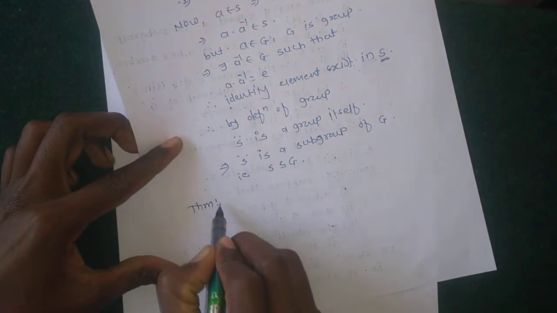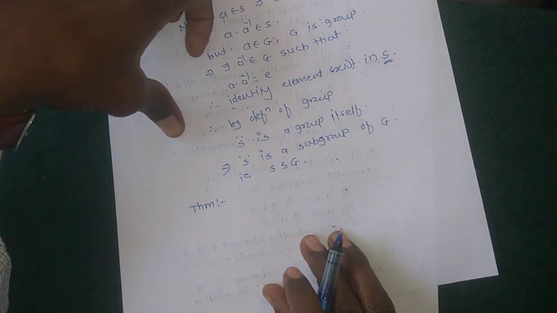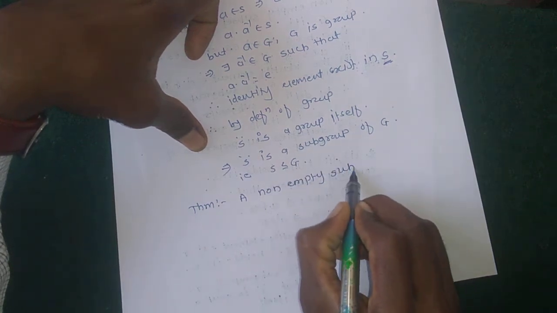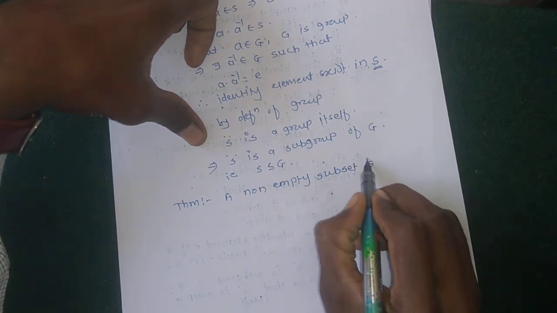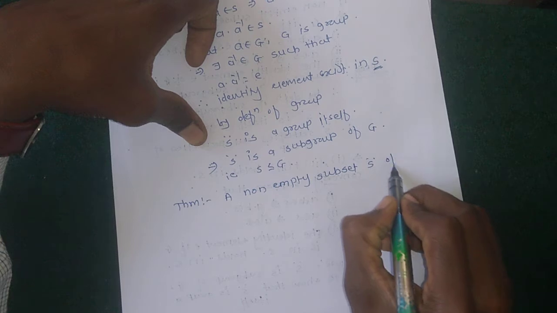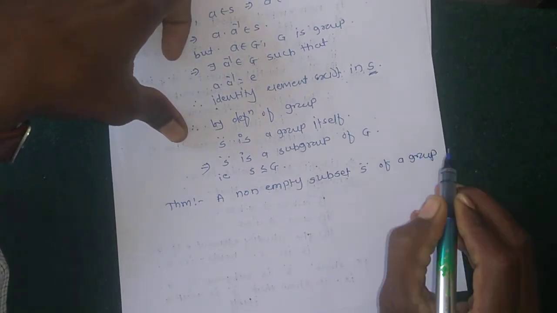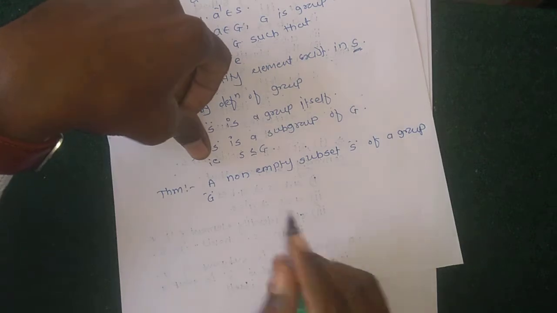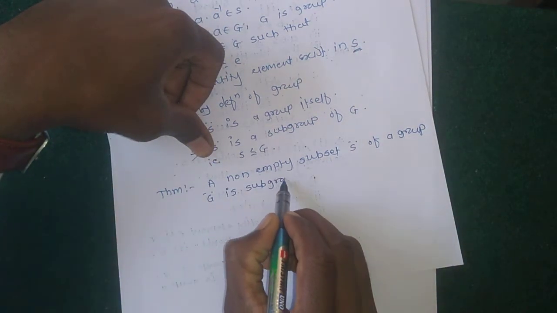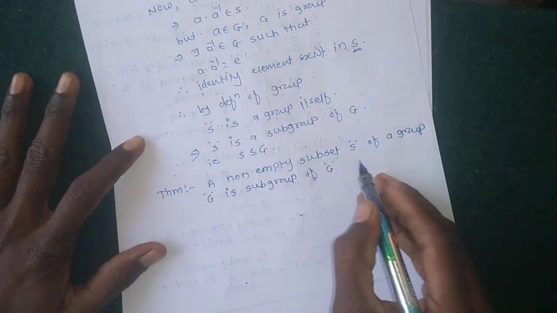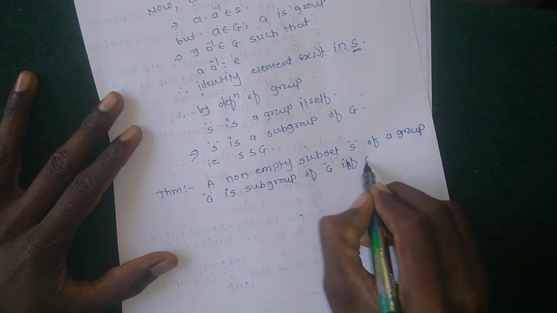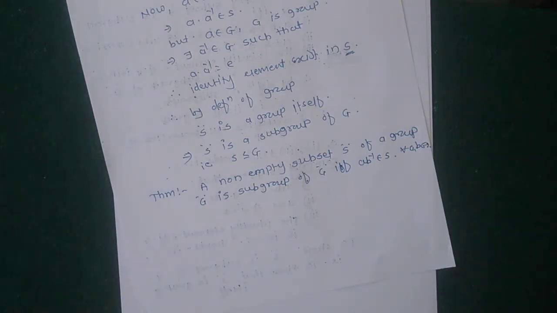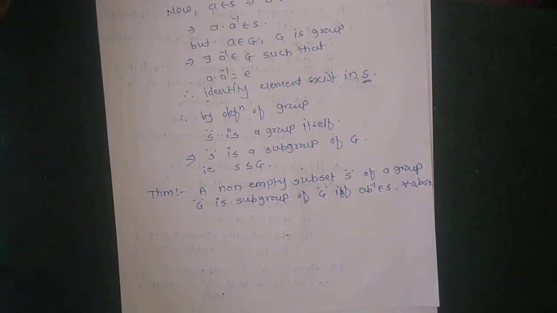Next theorem: a non-empty subset S of a group G is a subgroup of G if and only if A B inverse also belongs to S for all A, B belonging to S. This is also a very important theorem for the university exam.